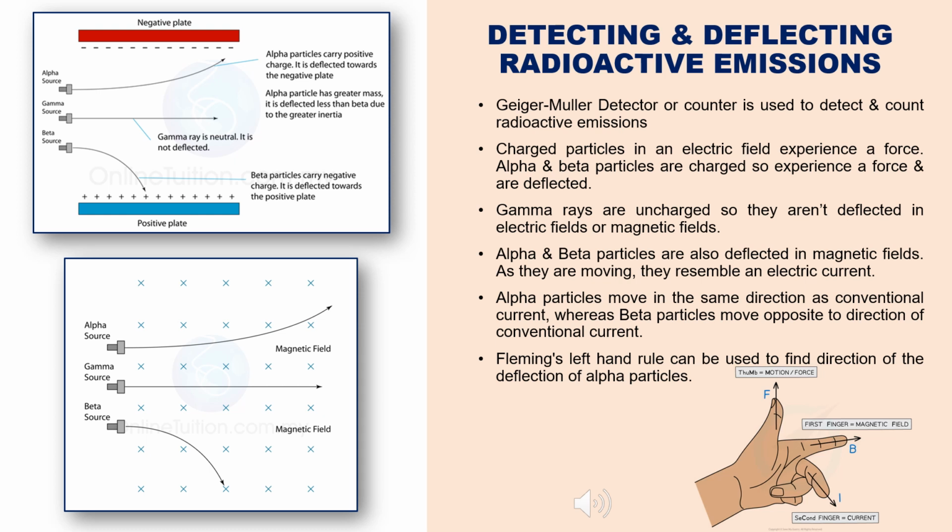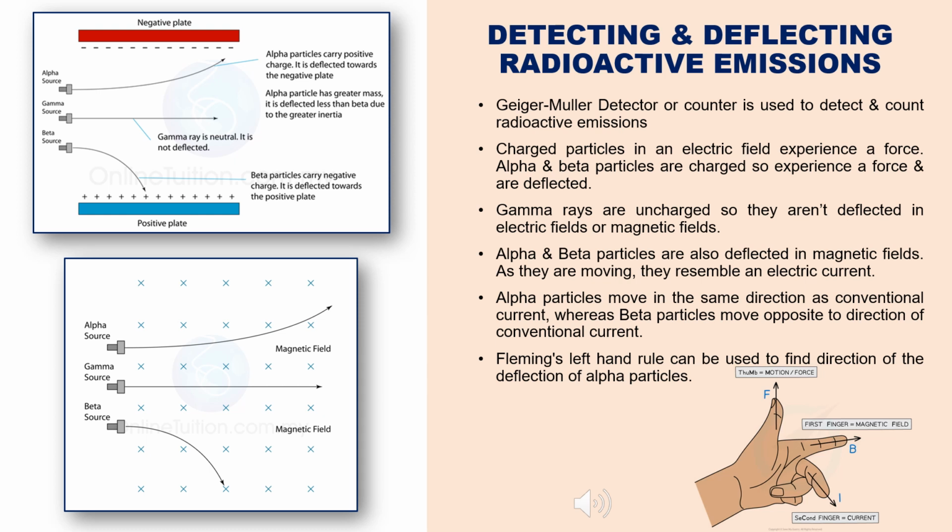So the first photo we can see here is an electric field which is set up by two flat oppositely charged plates. The alpha particles move towards the negative plate, whereas the beta source moves towards the positive plate. The gamma source is undeflected. Now, alpha particles, you may notice, are deflected less than the beta particles. Why? Because alpha particles have more mass than beta particles, so they are deflected less.